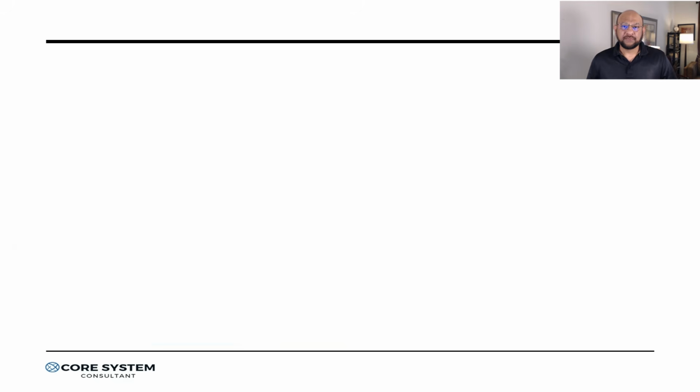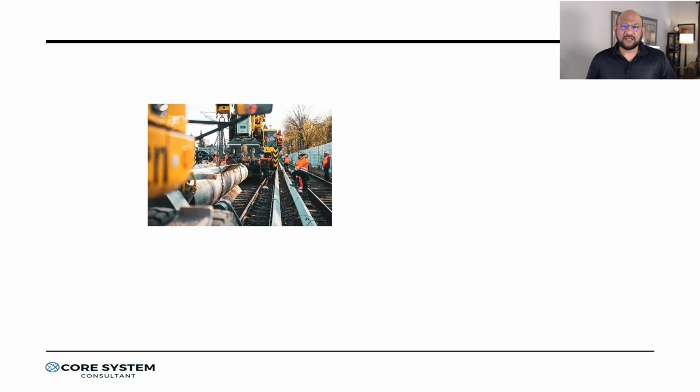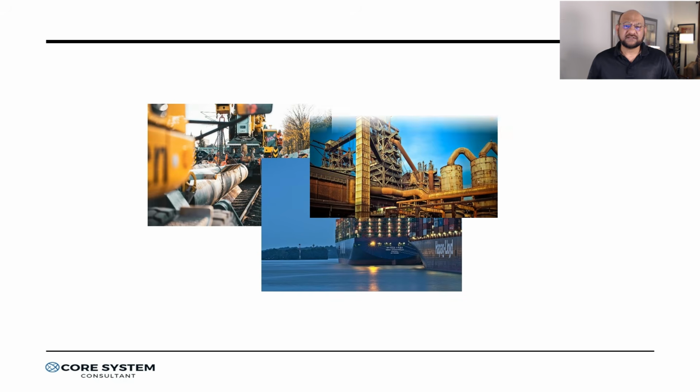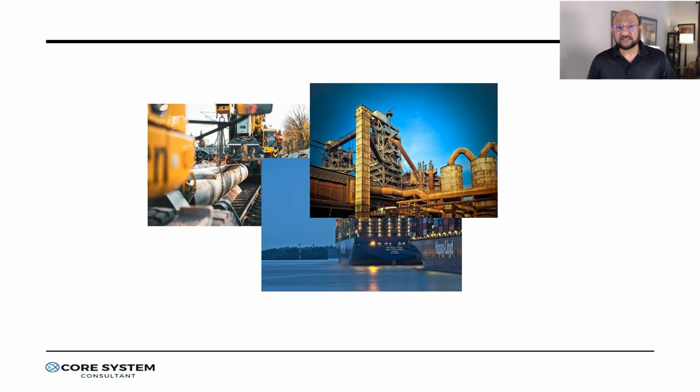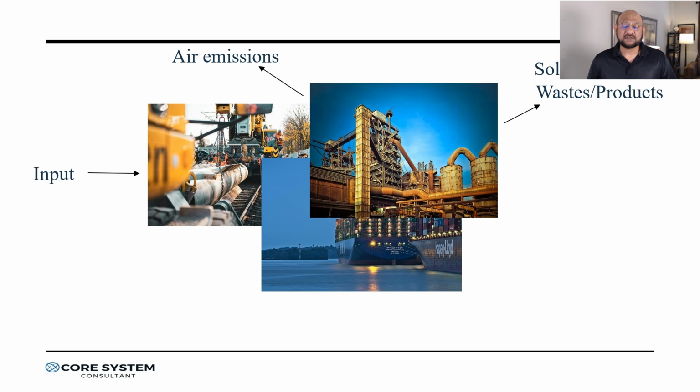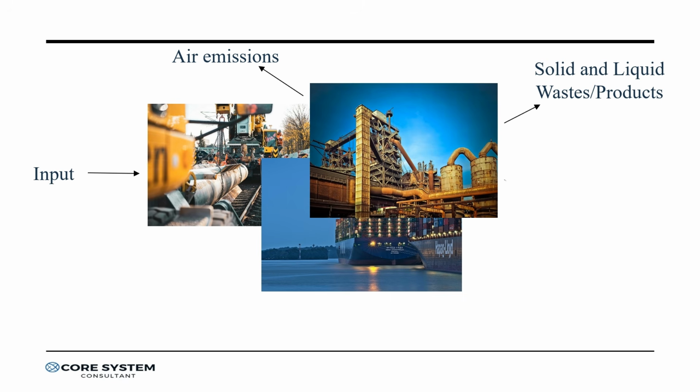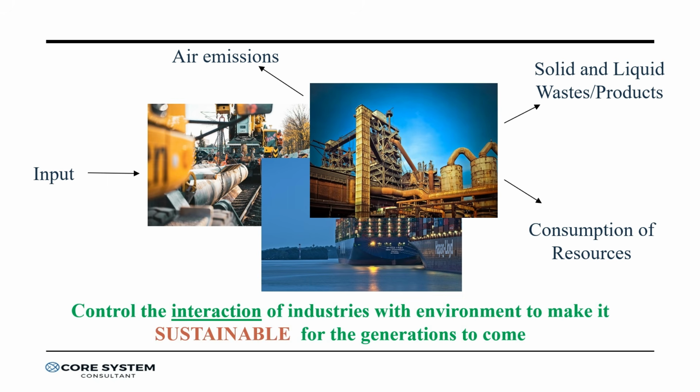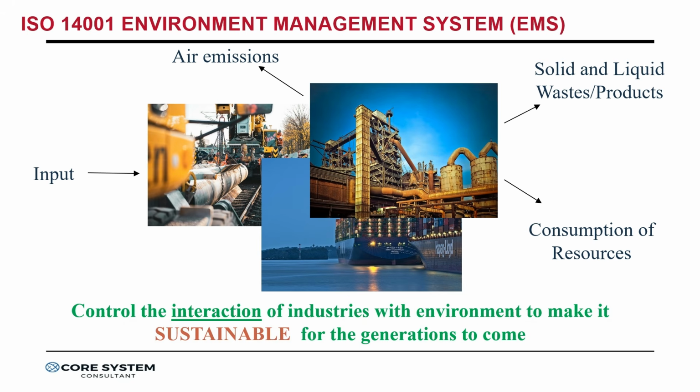So, in a nutshell, there are industries out there which can be any kind of industry: shipping industry, construction industry, oil and gas industries, manufacturing sector, service sectors. Every industry uses certain inputs to operate, and during their normal operations they have certain aspects which may impact the environment: air emissions, solid and liquid waste products, and they consume natural resources. So the aim of the environment management system is to control that interaction of the industries with the environment to make it sustainable for the generations to come. And that, in a nutshell, is what an ISO 14001 environment management system is all about.